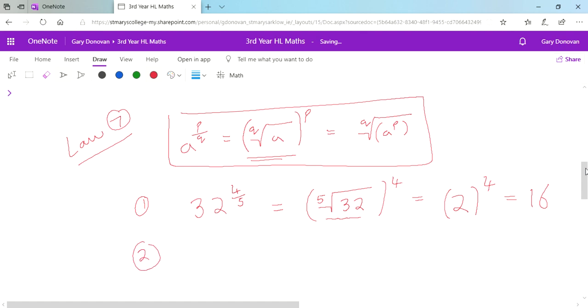Another example, let's say we have 81 to the power of 5 over 4. That's a root of 81. It's the fourth root of 81, because we have a 4 here on the bottom of this fraction. And then all of that is to the power of 5. Type the fourth root of 81 into your calculator and you'll get 3. 3 all to the power of 5, so 3 times 3 times 3 times 3 times 3 gives you 243.